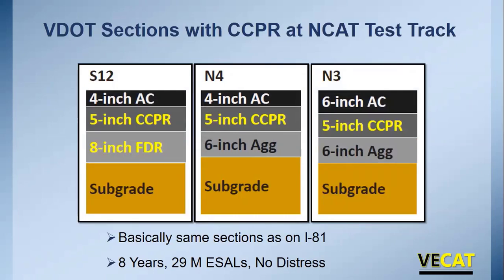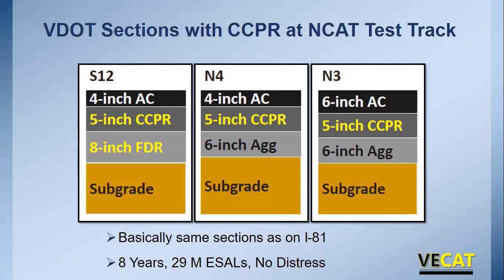So the VDOT test sections with CCPR at the NCAT test track, they had one section that had FDR. This was what was in the driving lane on I-81, FDR and then 5 inches of CCPR and a 4-inch overlay. And then on the inside lane, they put 5 inches of CCPR over 4 inches of asphalt and 6 inches of asphalt.